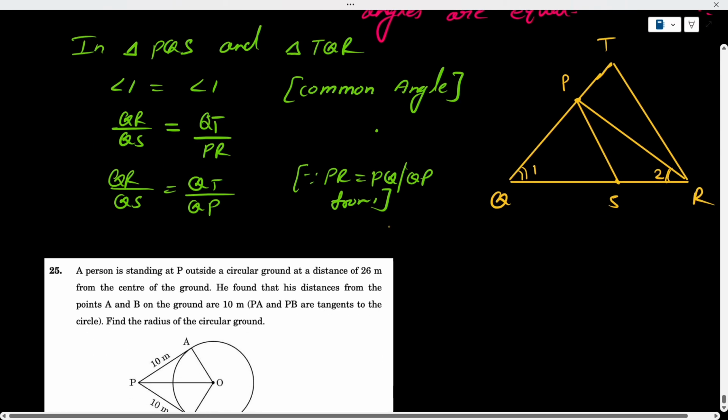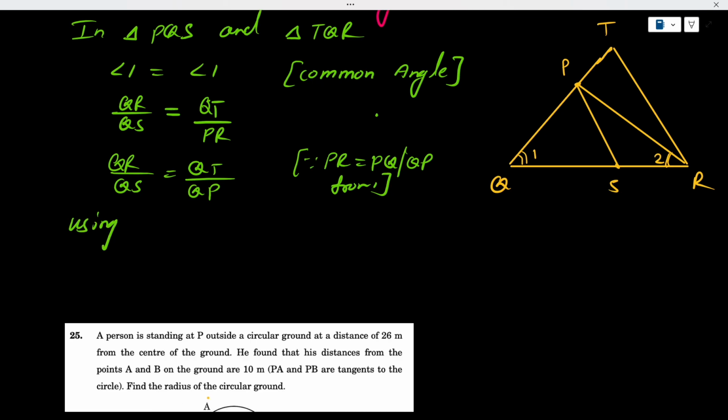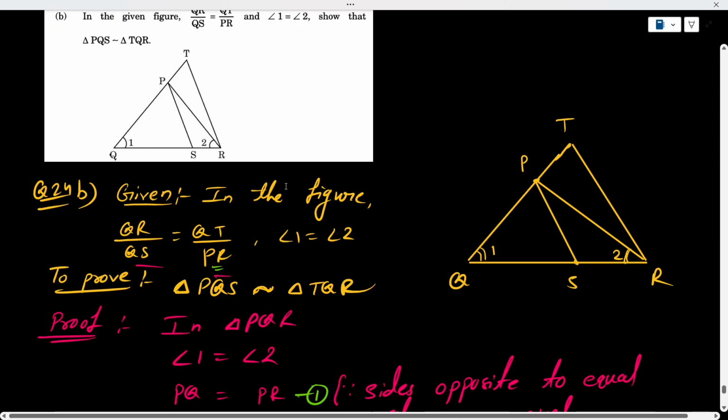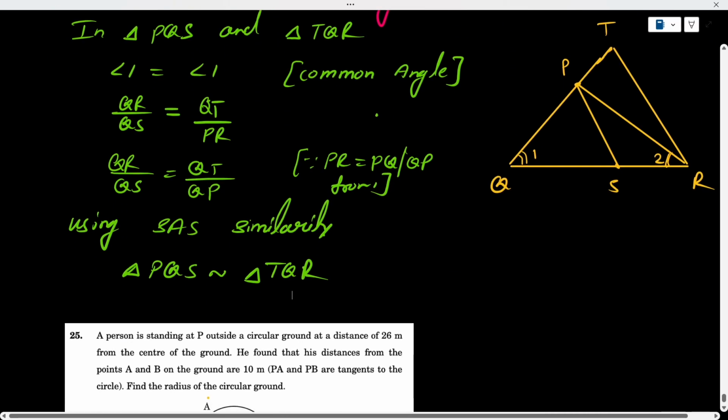You must compulsorily mention the similarity criteria, so write down here: using SAS similarity, triangle PQS is similar to triangle TQR. Hence proved. There was no length to find out, so this is done. Hence proved.